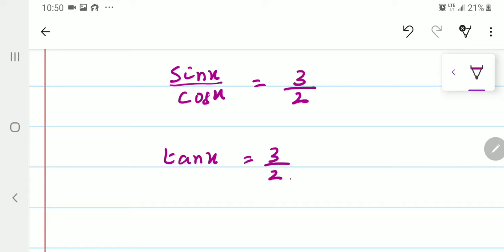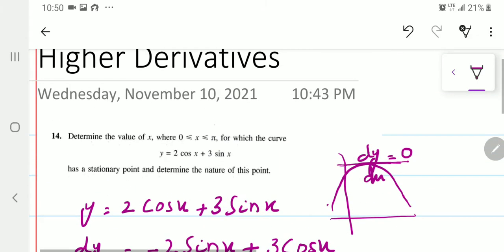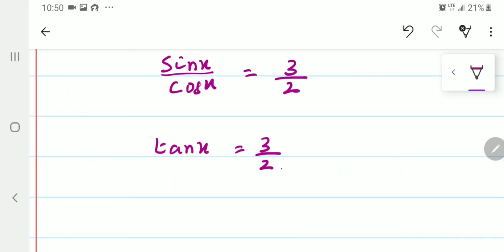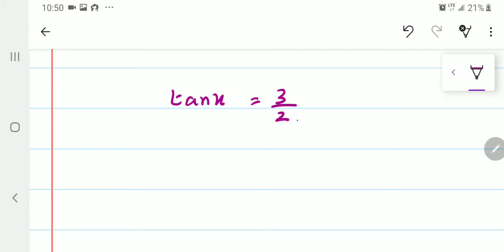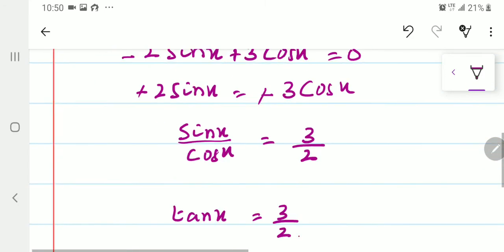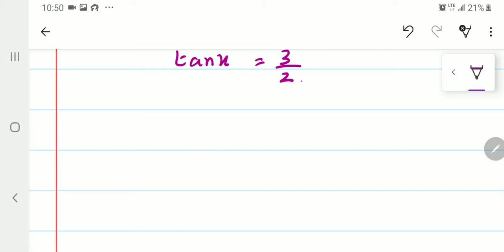We need to find the value of x, since the domain is from 0 till pi. 0 till pi means from 0 till 180 degrees, and tan is positive in the first and third quadrant, but we can go only till the second quadrant. We cannot go beyond it because the domain is from 0 till pi. So it means that we will get only one value of x, that will be in the first quadrant. So x is equal to tan inverse of 3 over 2.